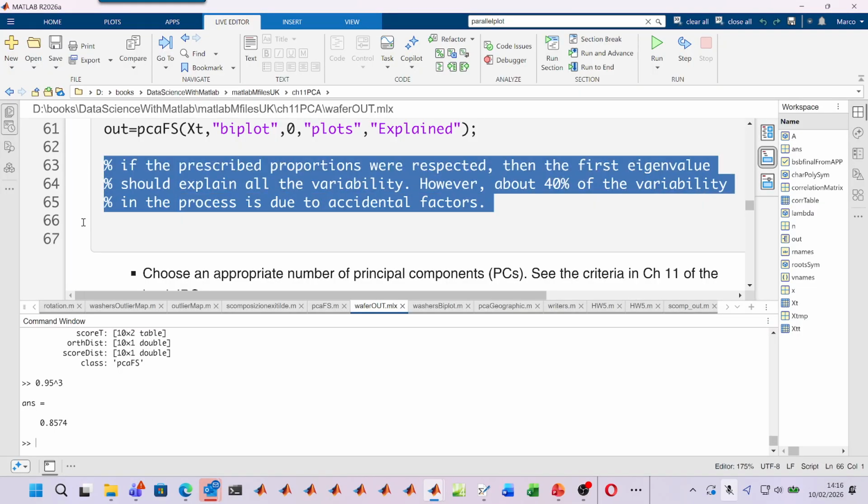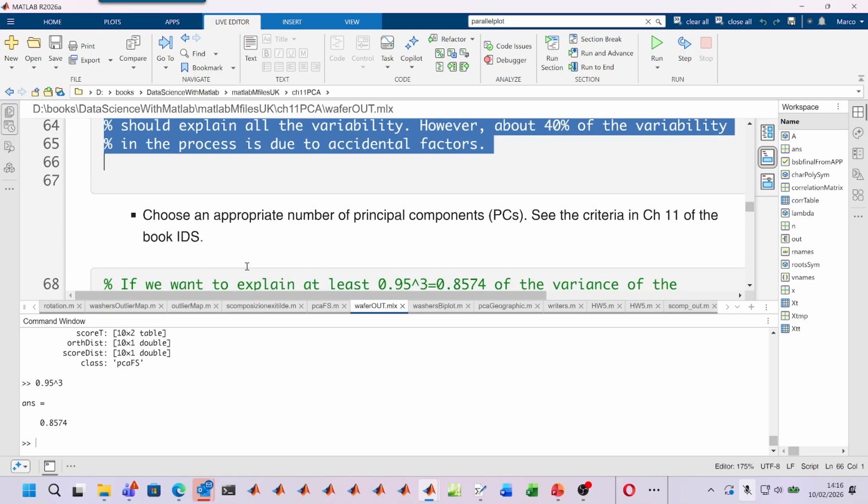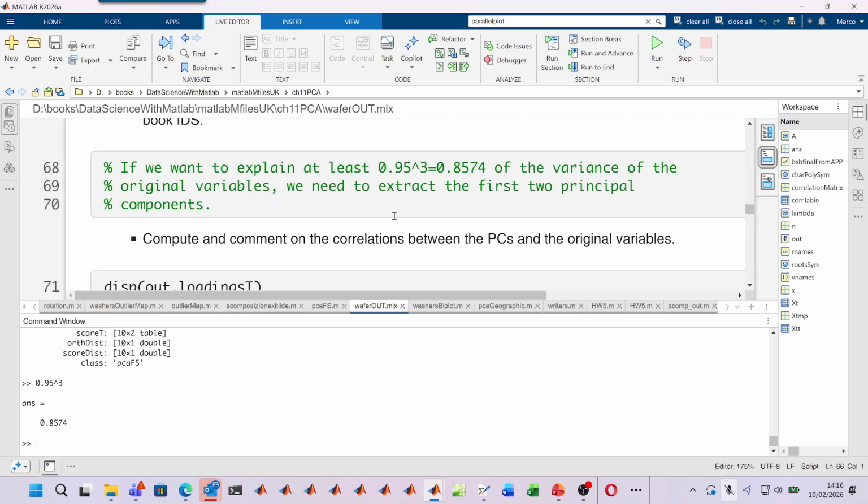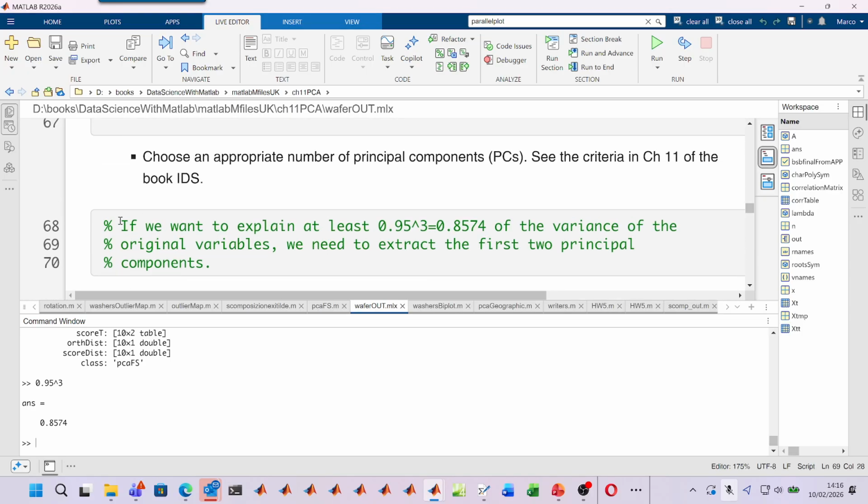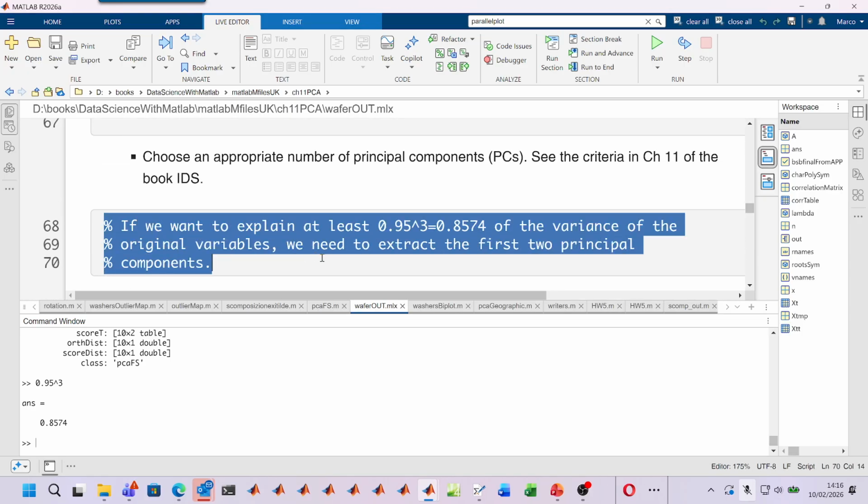Okay, comment. For the exam, do not forget to write the comment. So, the first principal component explains just a little bit more than 60%. So there is 40% of variability which is left out, which is not explained by the first principal component. Then you write what we have just said.